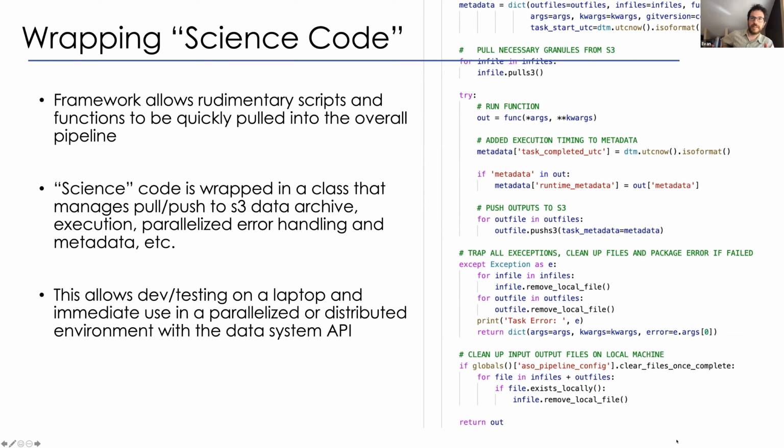But the basic idea here is that this single class lets us take any old generic function and within 20 minutes be able to get it in the pipeline, have it work in a parallelized environment, and even a distributed environment on multiple machines, and handle all the metadata. And this has been a really helpful way for us to really get new code out and working real fast.